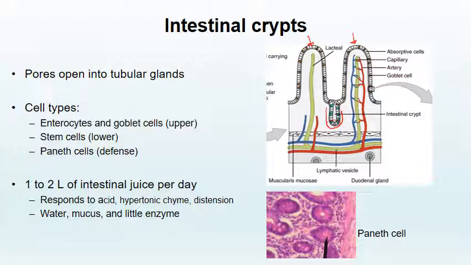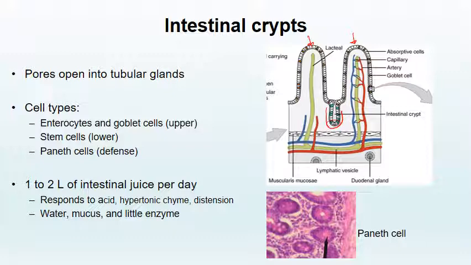We also are going to have Paneth cells. These are cells that are primarily involved in defense. They are going to secrete lysozyme and defensins, but essentially what we need to know is they secrete compounds that are going to help defend or prevent infection of the body.